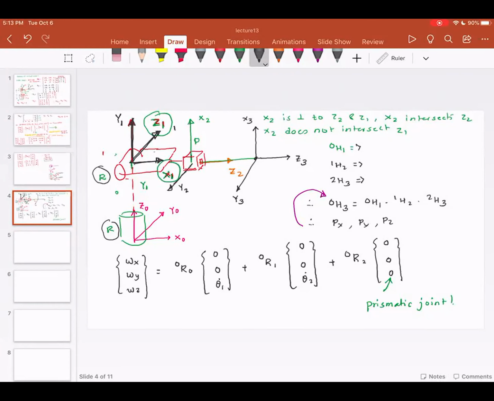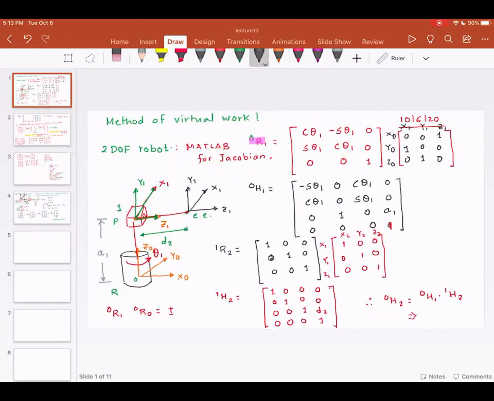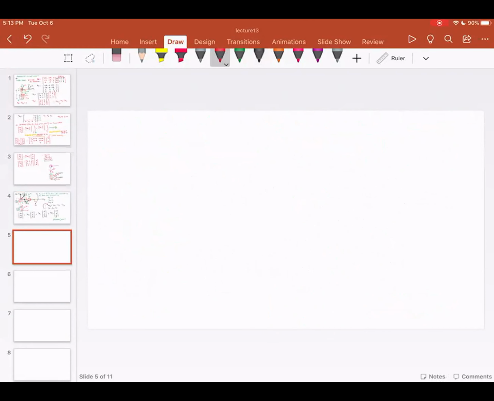So now next part is we need to find out omega x, omega y, and omega z. So this is problem 2. So this is problem 1. So to find omega x, omega y, omega z, I would have 0, 1, 1, 0, 0, 0, 1, 0, 0, 0, 1, 0, 0, theta 1 dot.